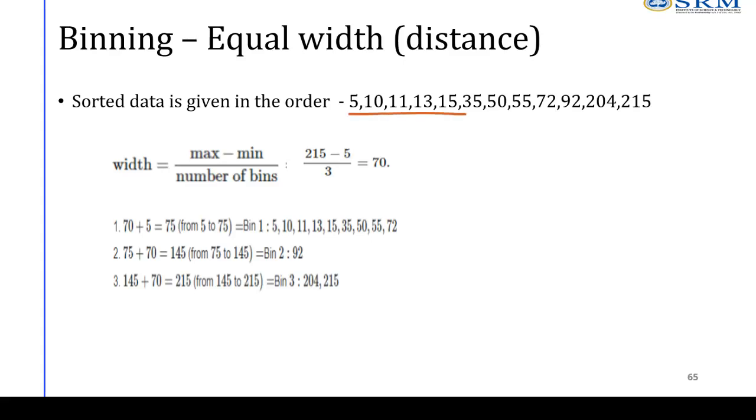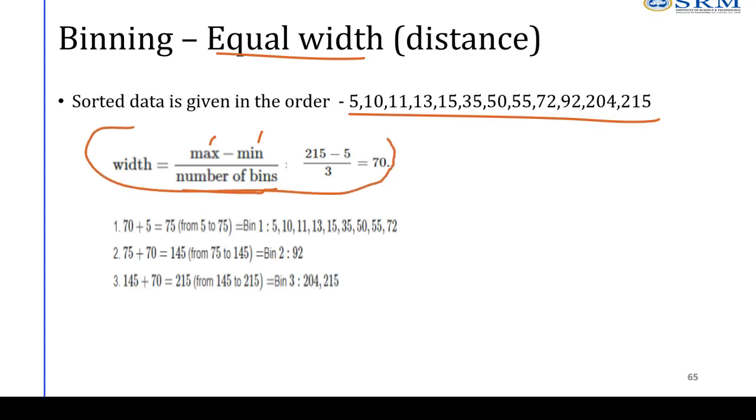So these are the sorted values. The width they have given is maximum minus minimum divided by the number of bins. This is the formula for equal width binning. Don't get confused between equal width and equal depth. Only for equal width do you have this width formula.